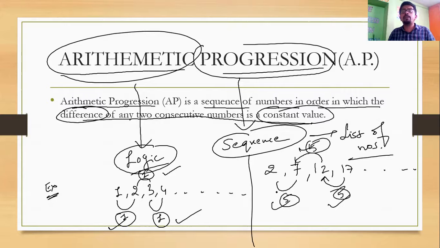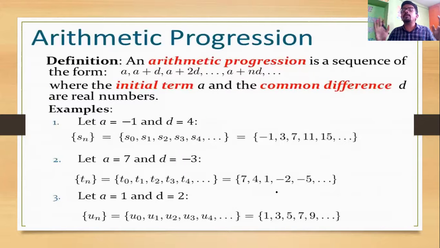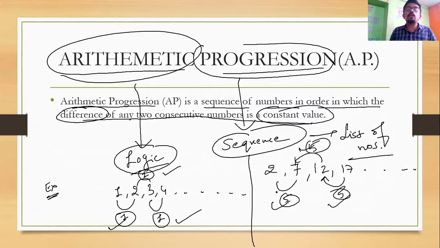Whenever this type of sequence or listing is given, where the difference of two consecutive terms is constant, that is called an arithmetic progression, students. You might have studied that in standard 10th also. So these are the basic things we have to keep in mind. First of all, let me tell you the general form of an AP.